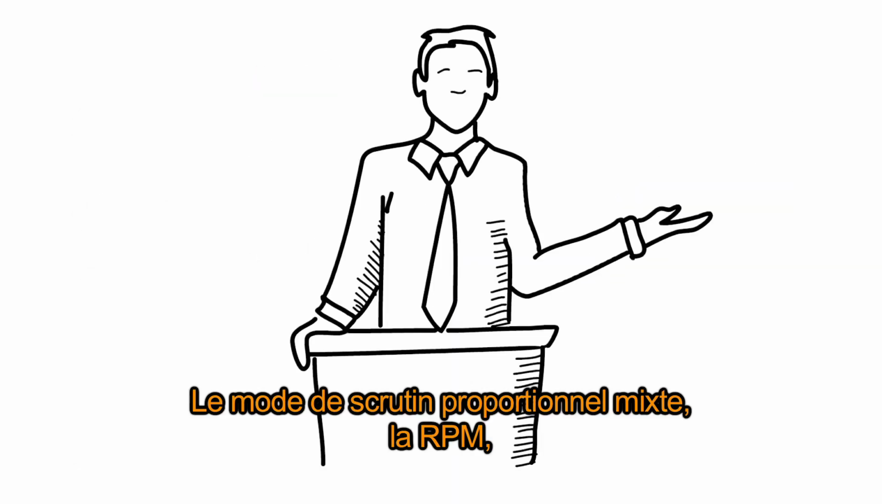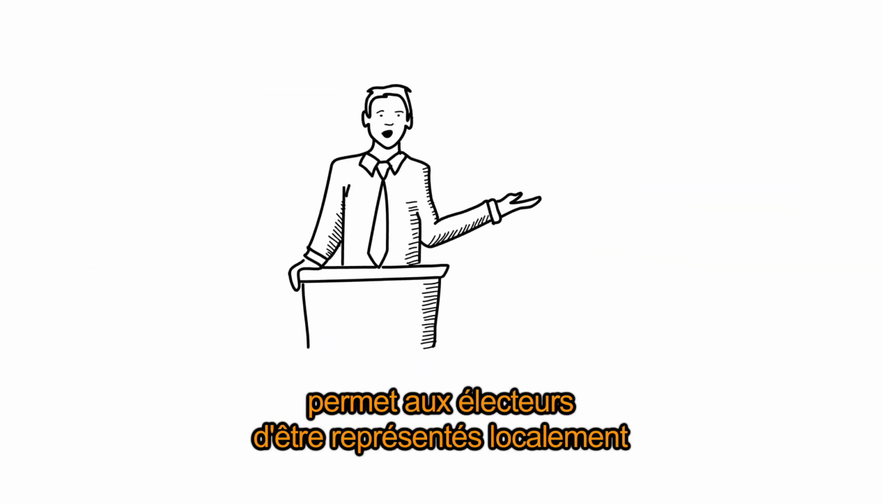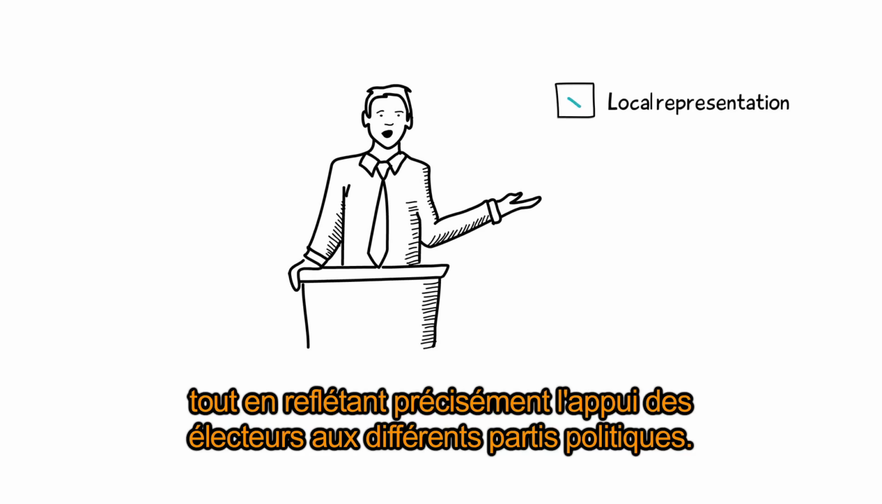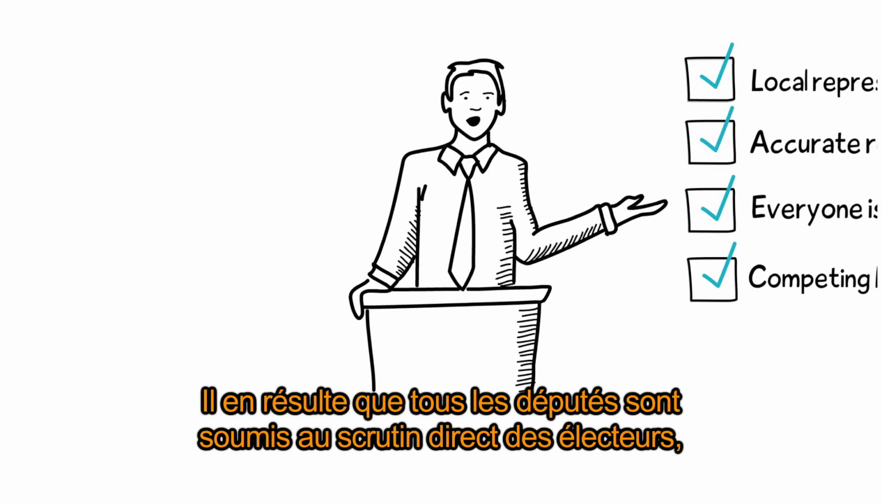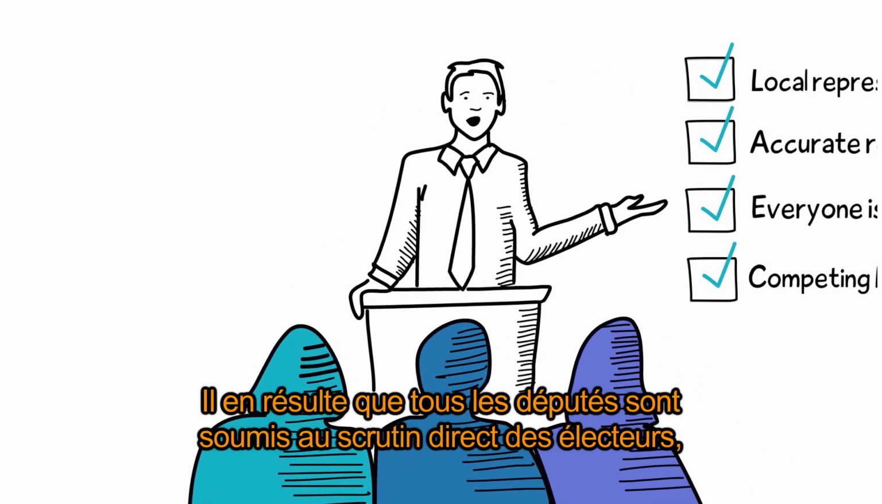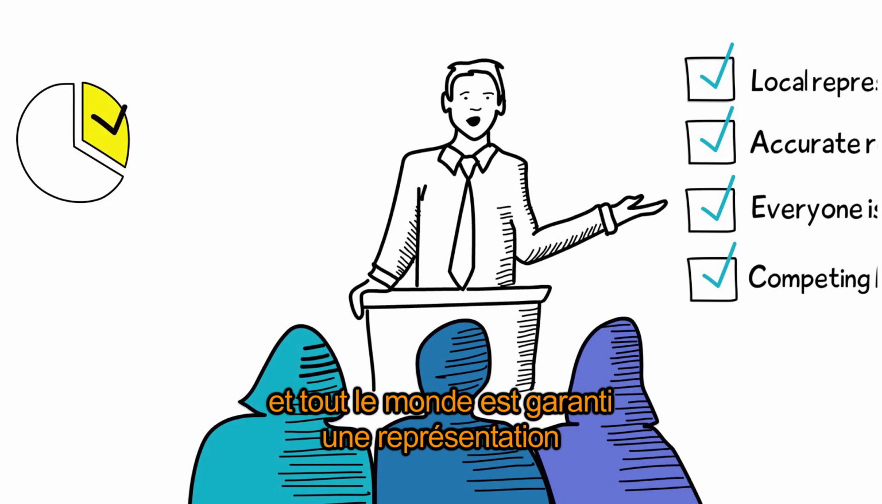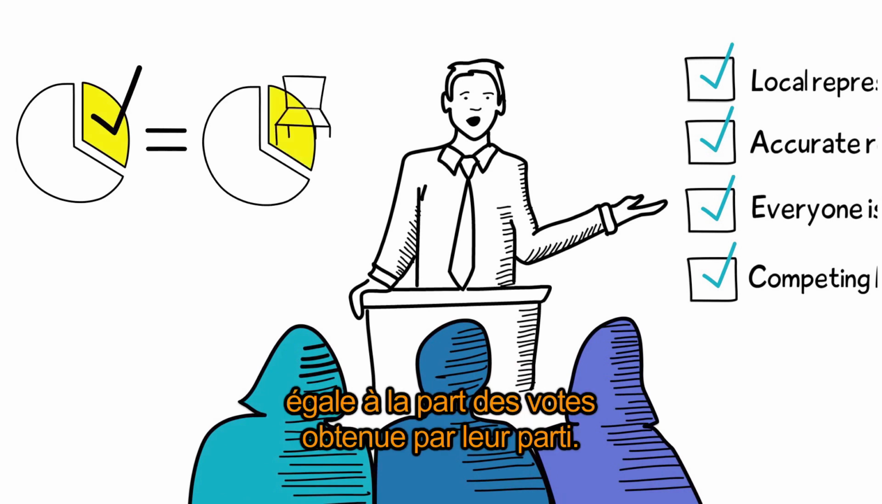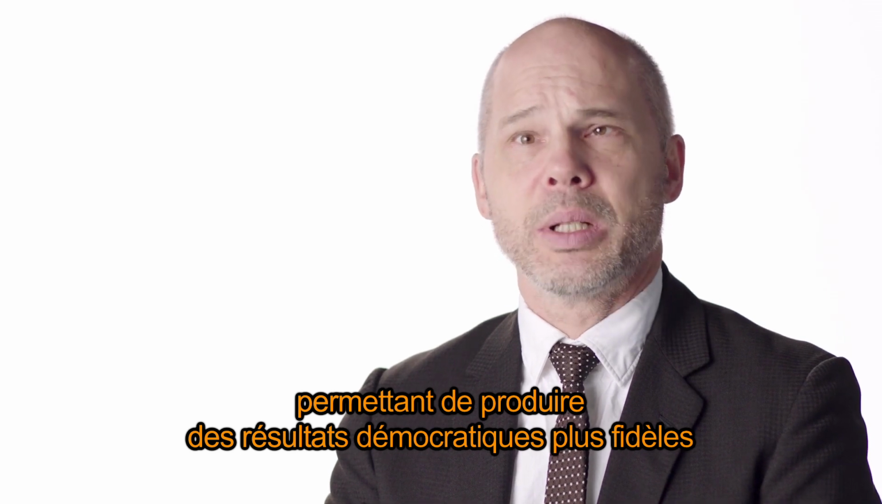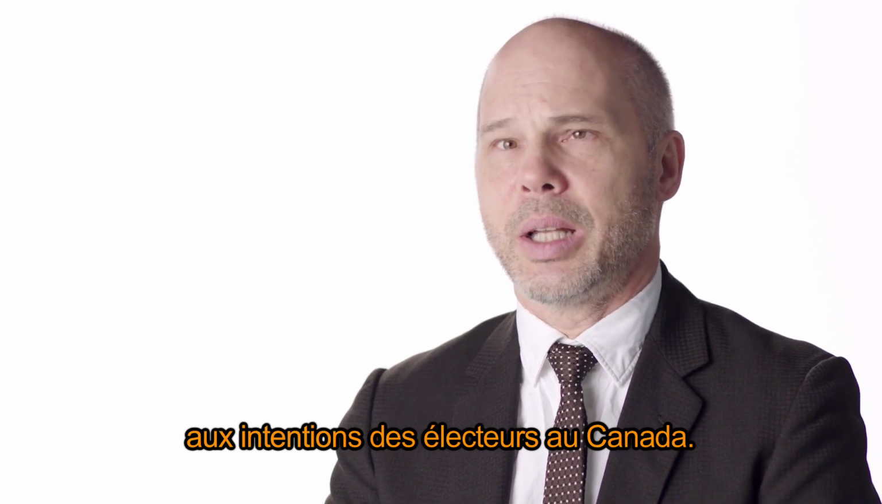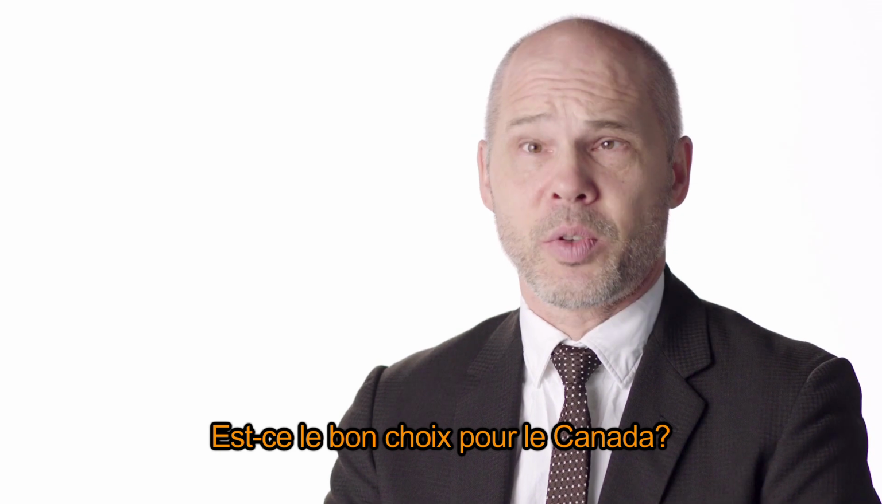The mixed member proportional or MMP voting system provides both local representation and accurate results in terms of the support that voters have given our different political parties. The result is that all MPs have faced the voters and everyone is guaranteed representation equal to their party's share of the votes. Mixed member proportional is one concrete way to create more accurate, democratic results in Canadian elections. Is it the right choice for Canada?